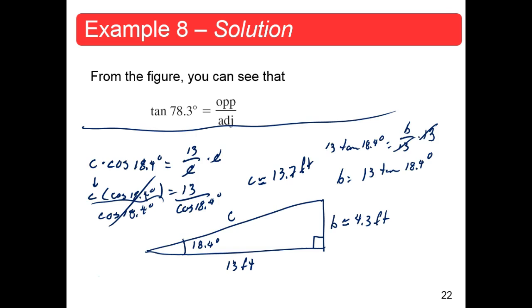Cosecant is? Hypotenuse over opposite, that's Roman 3. Secant is? Hypotenuse over adjacent, which is Roman 1. And cotangent is adjacent over hypotenuse, which is Roman 2.